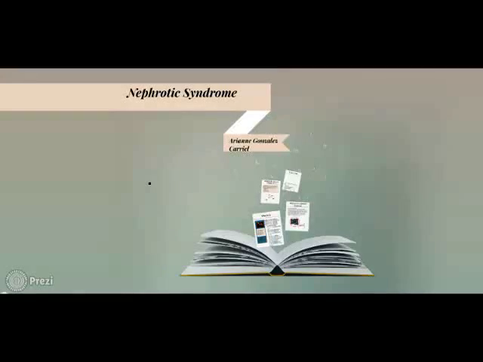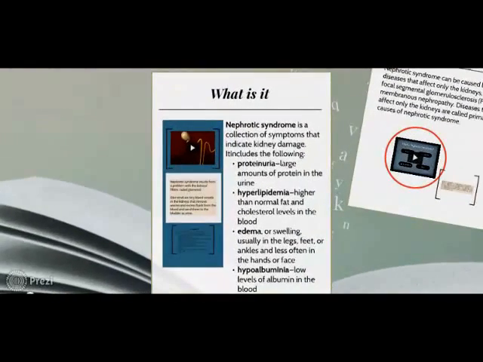Nephrotic Syndrome. What is it? Nephrotic syndrome is a collection of symptoms that indicate kidney damage. It includes the following: proteinuria, large amounts of protein in the urine; hyperlipidemia, higher than normal fat and cholesterol levels in the blood; edema or swelling, usually in the legs, feet, or ankles, and less often in the hands or face; hypoalbuminemia, low levels of albumin in the blood.